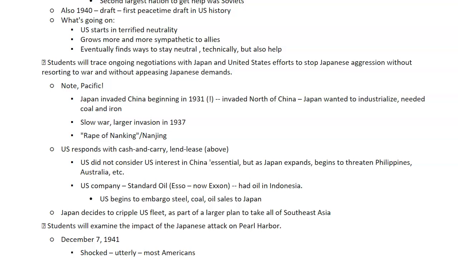Well, that's all what's going on over in Europe. Let's take a look for a minute at what's going on over in the Pacific.